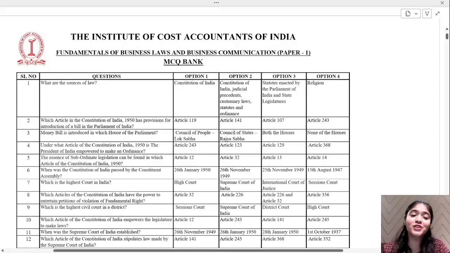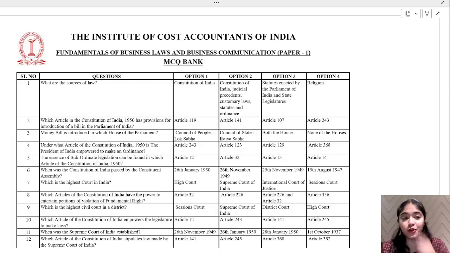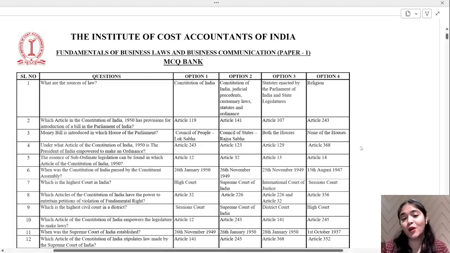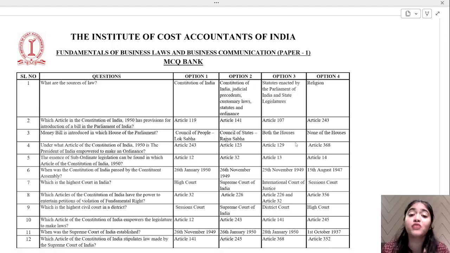So today I'm here to discuss with you the MCQ Bank published by your institute for Fundamentals of Business Laws and Business Communication, paper number 1. We'll quickly revise all the MCQs given over here. We have somewhere around 200 MCQs and this MCQ revision will help you to score good marks in your examination. So try to recall with me while we are discussing all the MCQs.